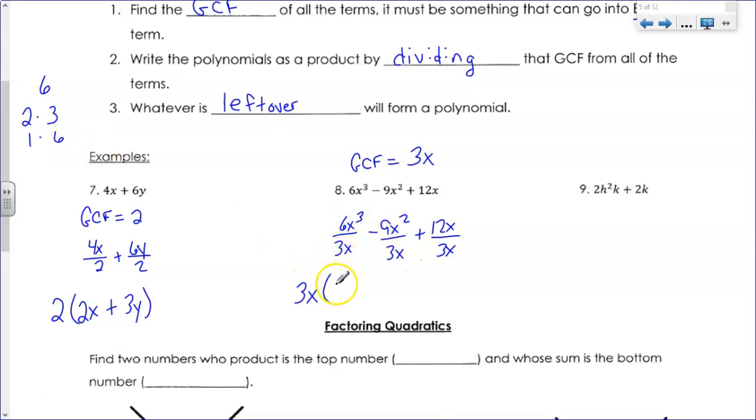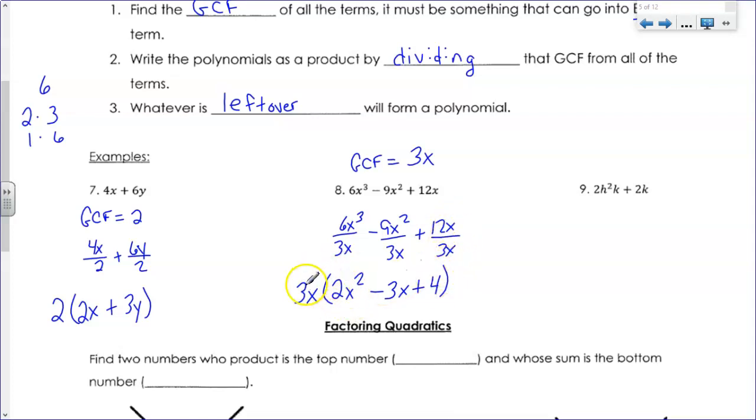All right, 6 divided by 3 is 2. What do you do with exponents when you're dividing? That's right, we subtract. So 3 minus 1, taking 1 away from 3, so I got 2. 9 divided by 3 is 3. 2 minus 1, 1. 12 divided by 3 is 4, and the x's go away.